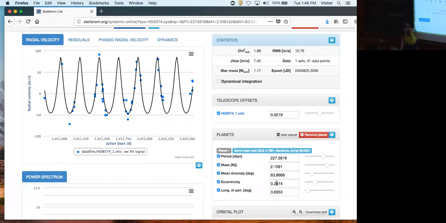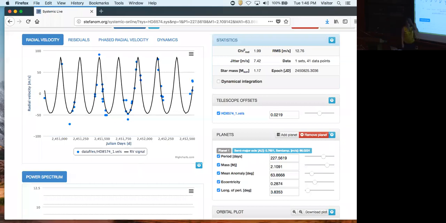So do me a favor and try to remember those numbers, because now we're going to come back. Oh, chalk, yes, okay. So just out of curiosity, period 227, mass, what do we get, 2.1? Jupiter, eccentricity is like 0.28.